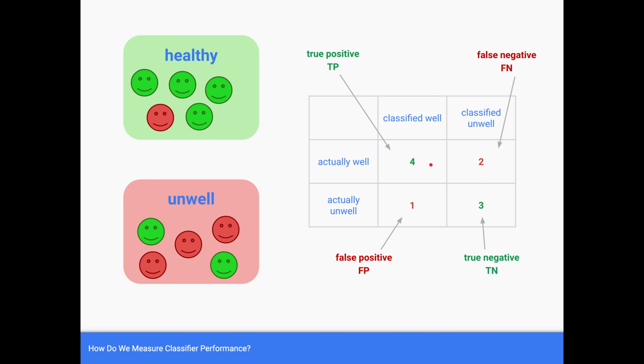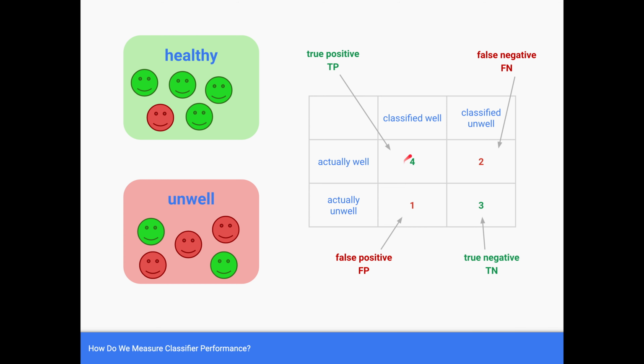So we know there are actually 4 people that are well, or 6 people, and we can see that in the picture. But only 4 of those are classified well in this column, and 2 of them are mistakenly classified unwell. Similarly, we know there are 4 unwell people, and 1 of them is being classified well, and 3 unwell. So there's a good and a bad combination here.